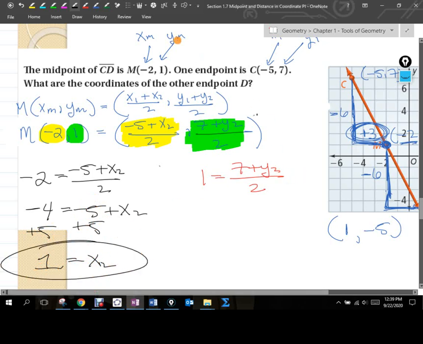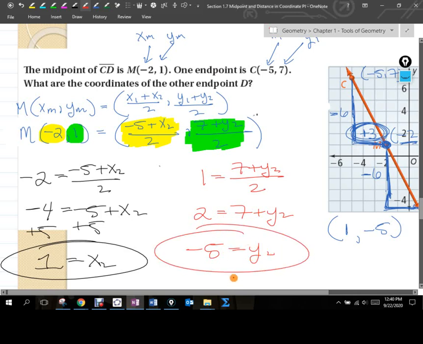Over here, it's the same math. Multiply both sides by 2. Get 7 plus y sub 2. Solve for y sub 2. Subtract 7 from both sides. And I get y sub 2. Your ordered pair is x2, y2. So it's 1, negative 5. Is that exactly what we found by counting?